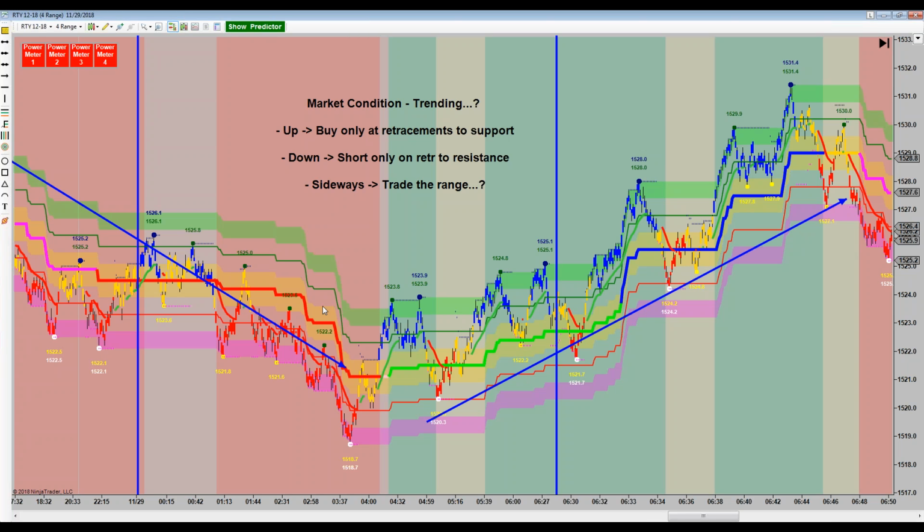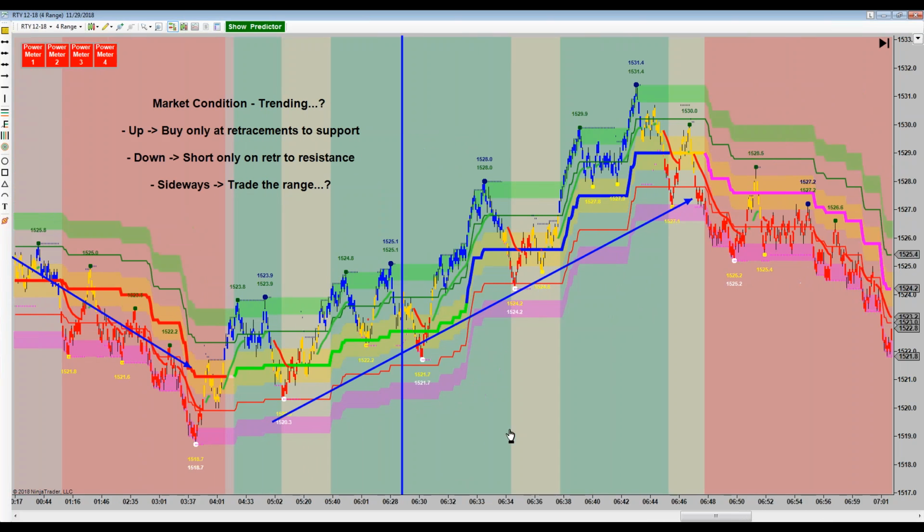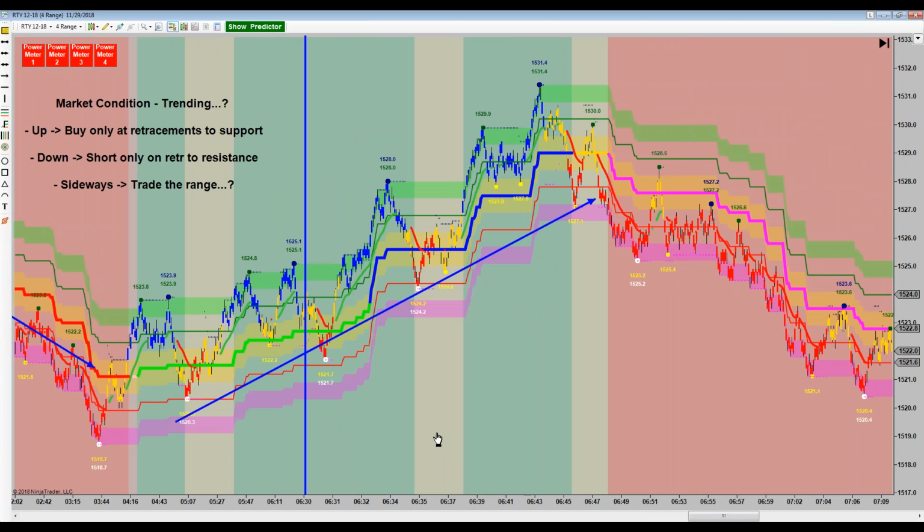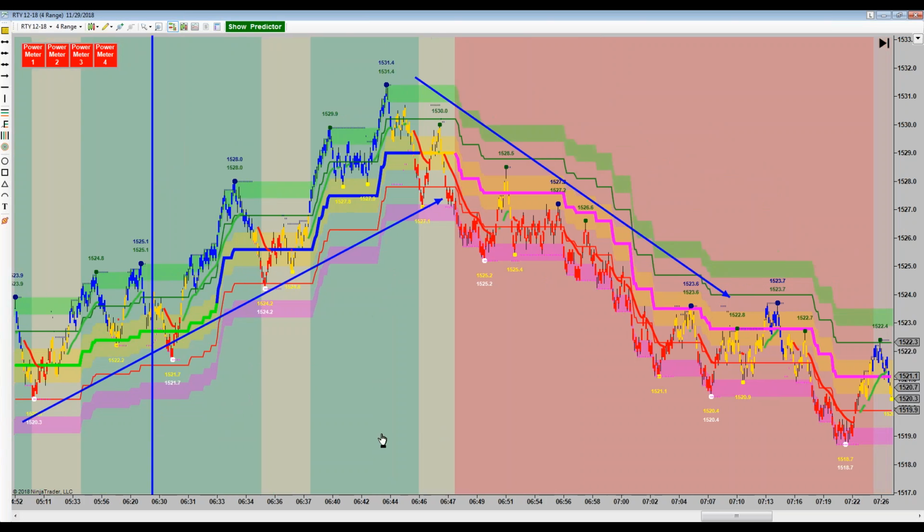the trend was up. Let's go a little bit forward. And then obviously you can see that after about 6:45 or so, right in here, we flipped and started to head down. So this was a down condition, like such. Okay, everybody see that? Let's see if we can find some sideways conditions on the Russell today.